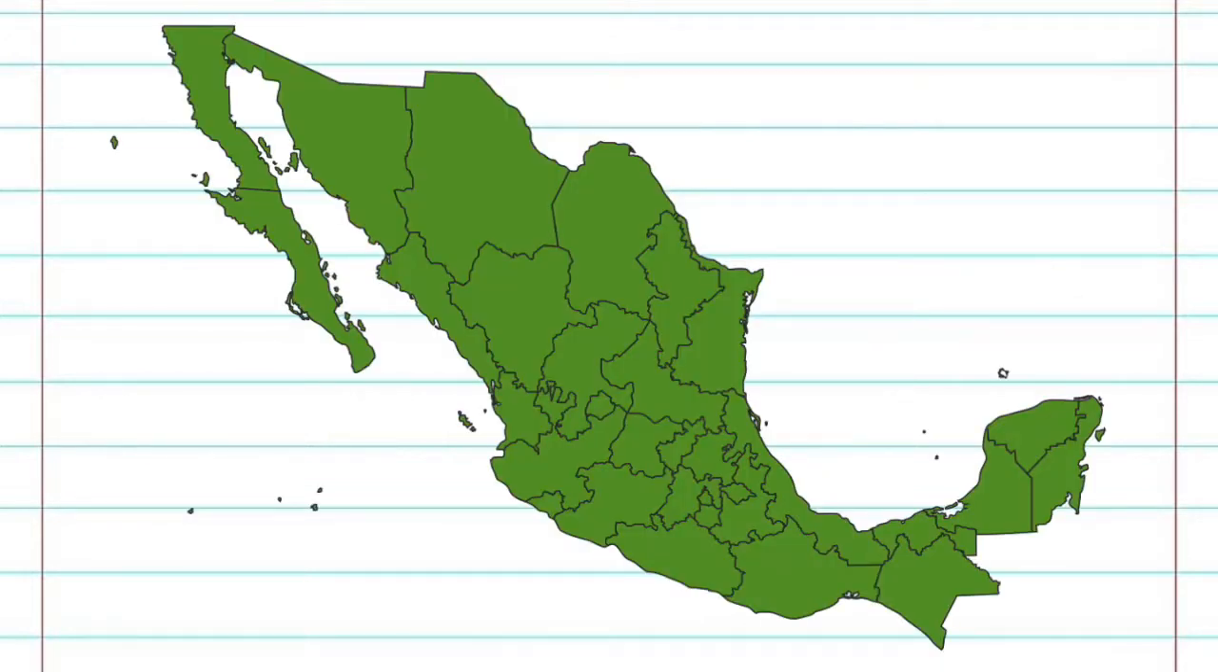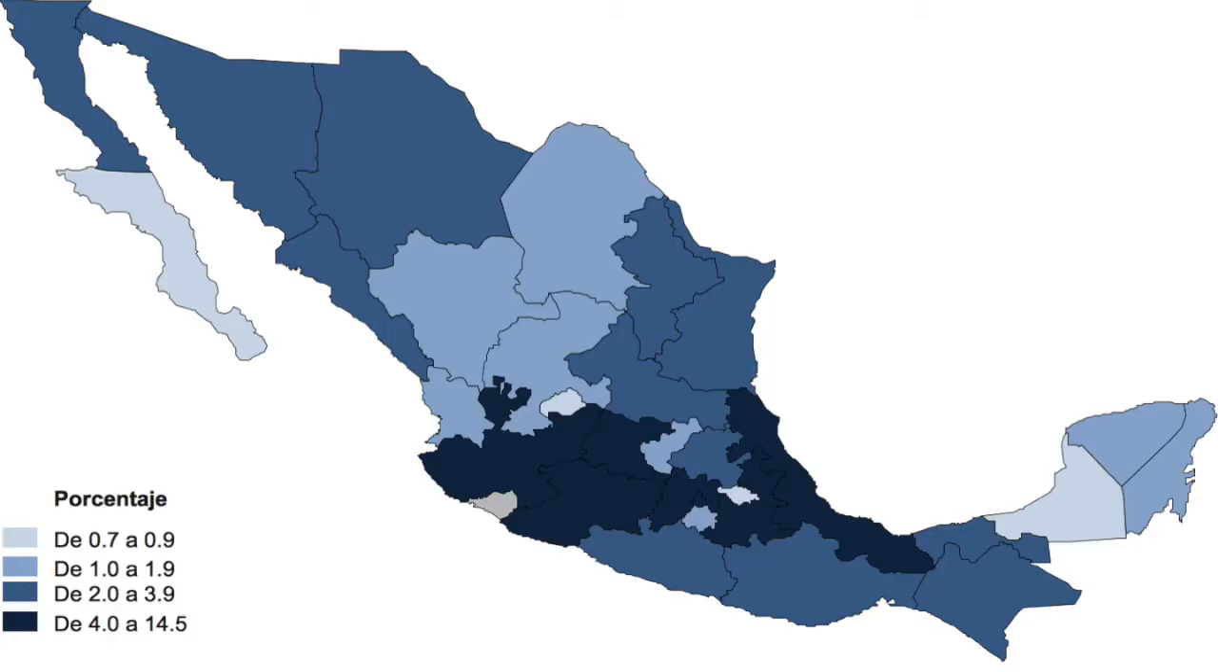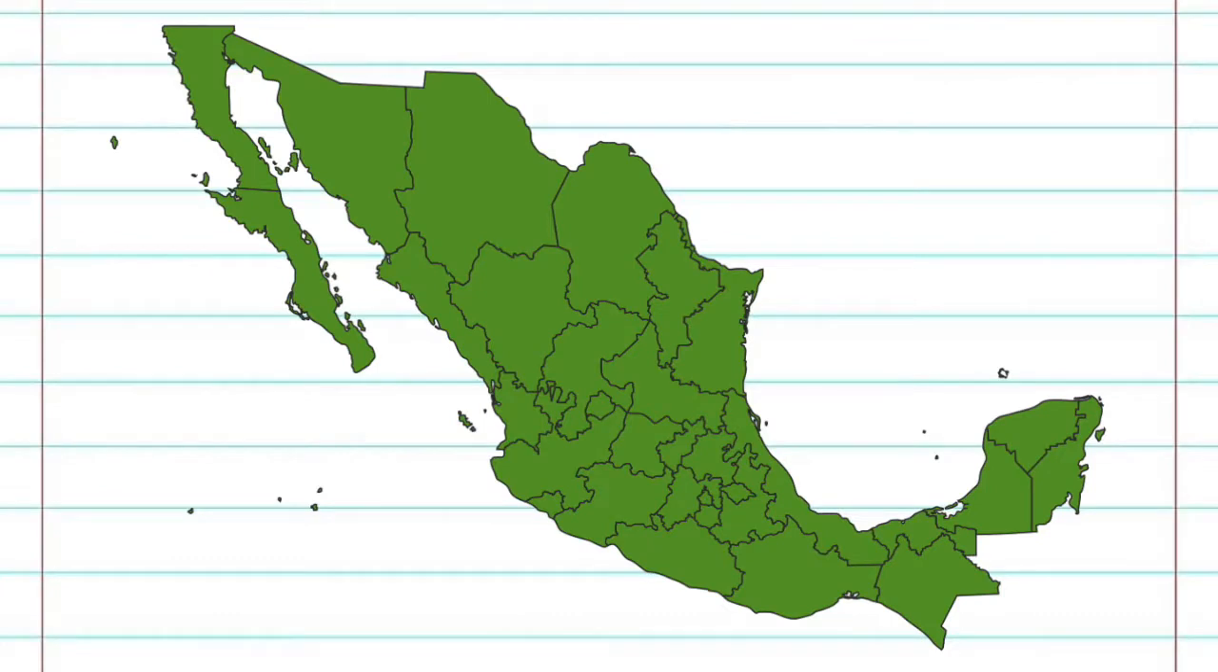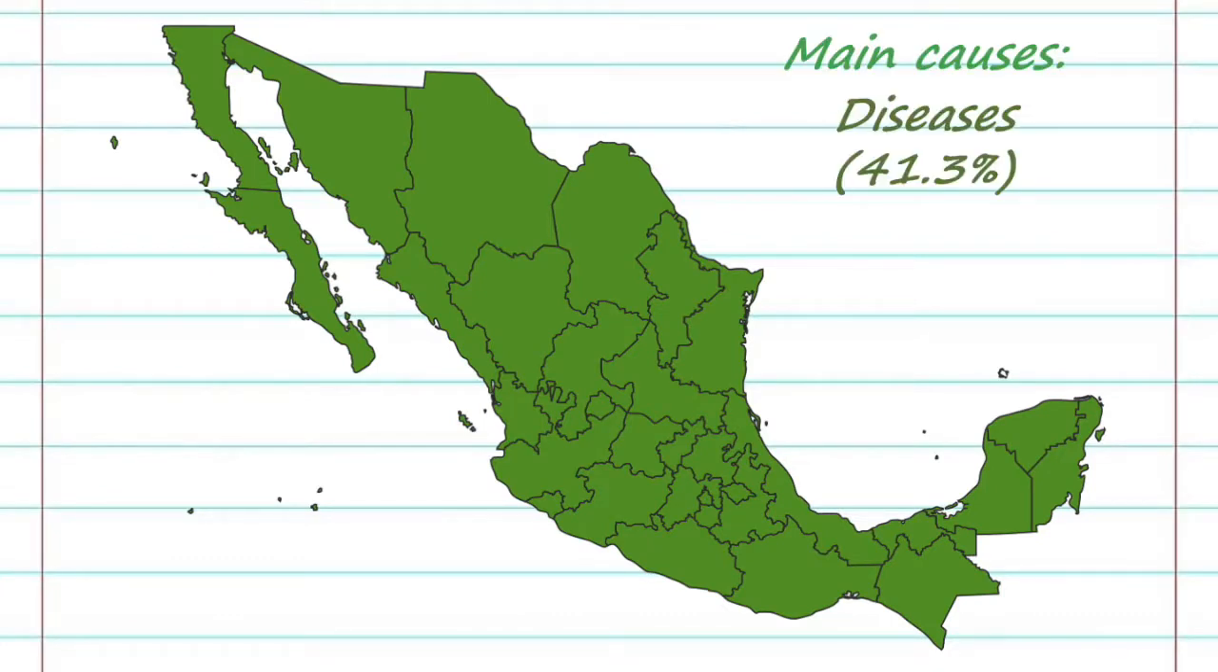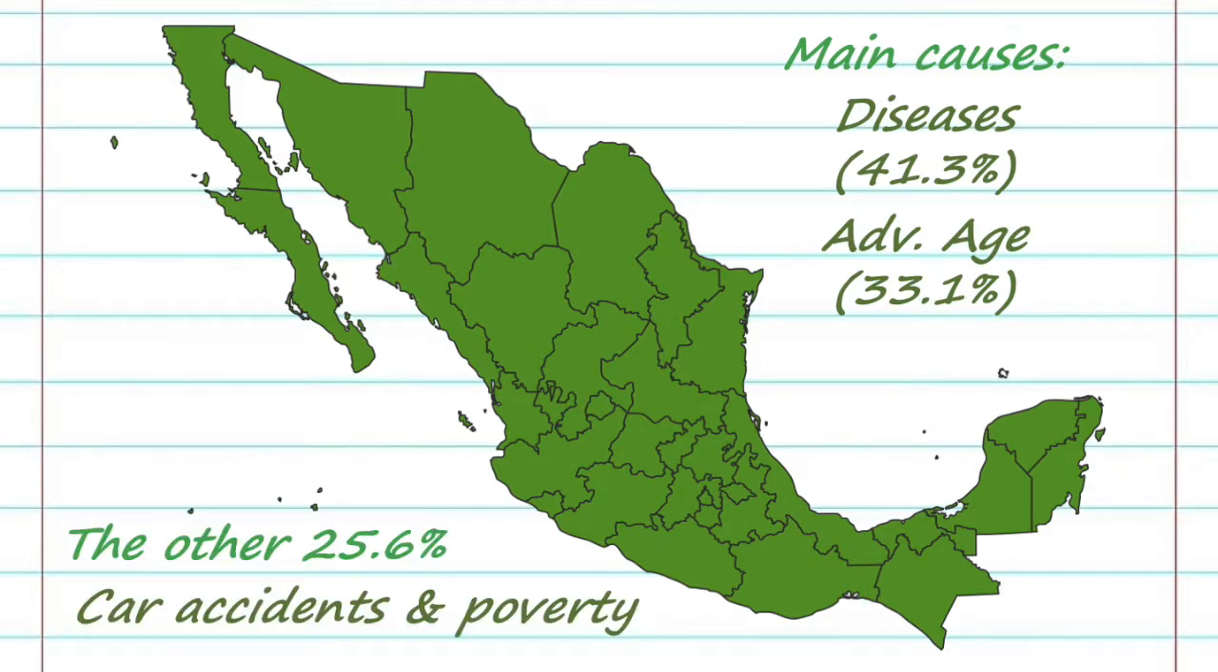Mexico's population with a disability represents 6% of the total population. Jalisco is one of the states with the most disabled people, having 8.1% of its population. In Mexico, the main causes of disabilities are diseases, 41.3%, and advanced age, 33.1%. The remaining percentage is for car accidents and poverty.